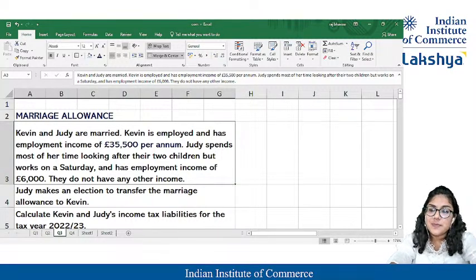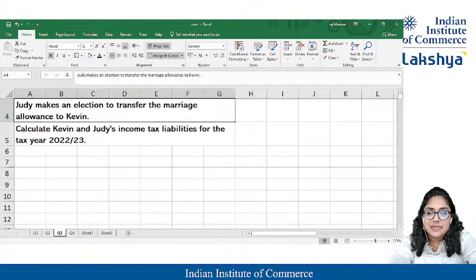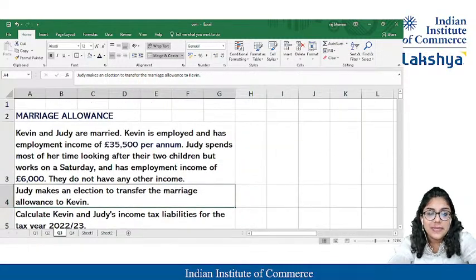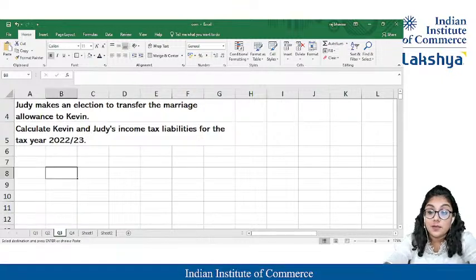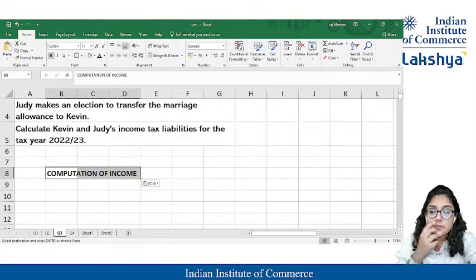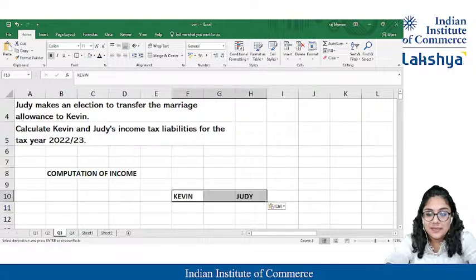So the husband is going to get some 35,500. And Judy spends most of her time looking after her kids, and she has only an employment income of 6,000. Now Judy makes an election that she wants to transfer. So I'll write it over here, Judy and her husband's name. It's a computation of income. I will write both the names, Kelvin and Judy.